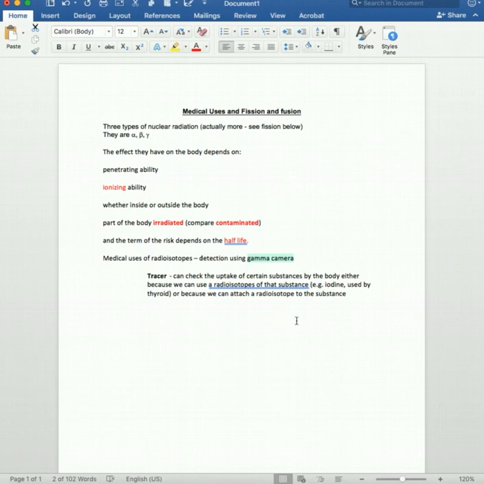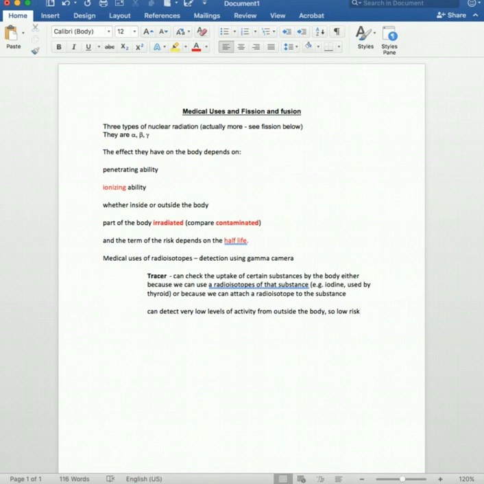We could also attach a radioisotope to the substance and trace its path through the body that way. So one of the big benefits of using radioisotopes is that we can detect very small quantities of it. So we don't have to use very much in order to do what we need to do in terms of tracers.